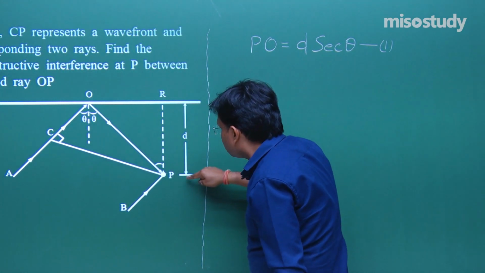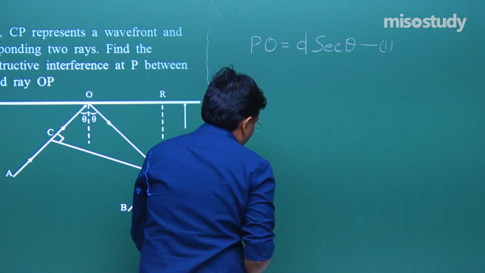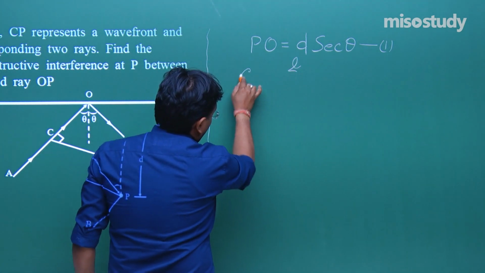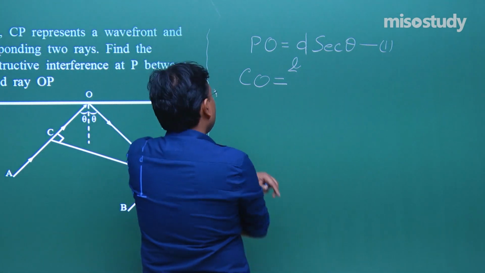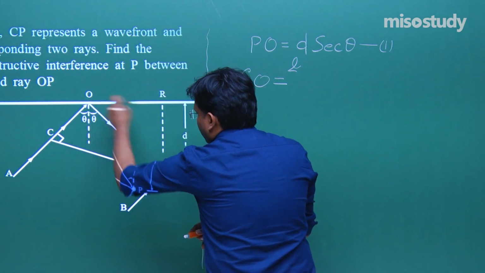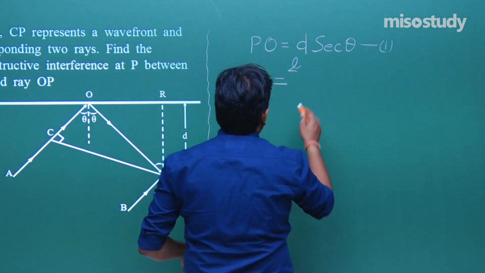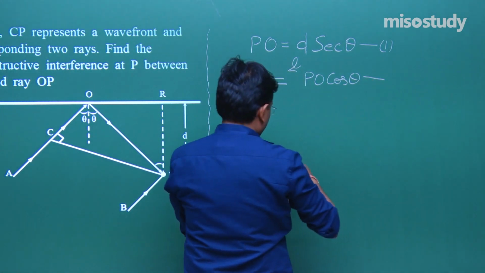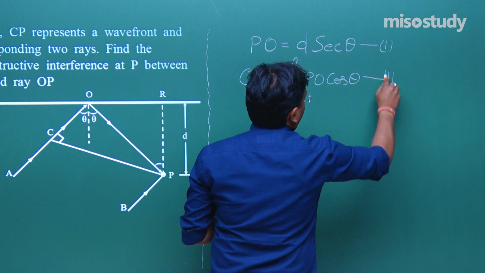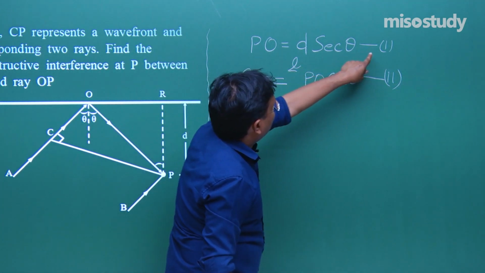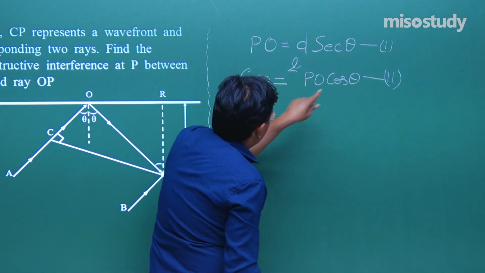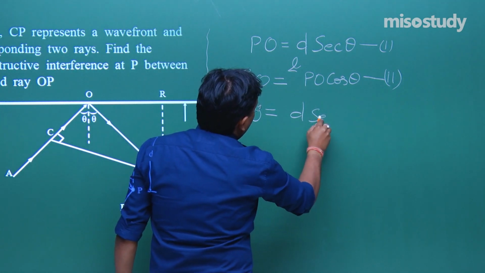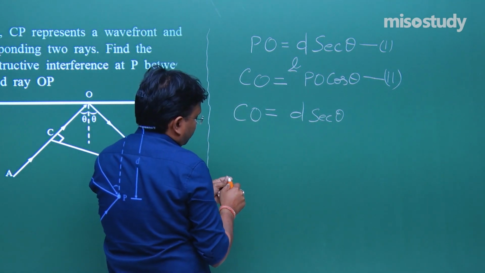Where is D? Everything is explained in the diagram. D sec theta, and CO is equal to PO cos of theta. CO is equal to PO cos of theta, equation number 2. Now use 1 in 2, so easily you can say CO is equal to D sec theta into cos of theta.